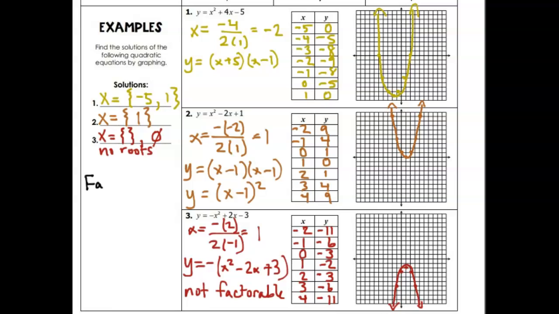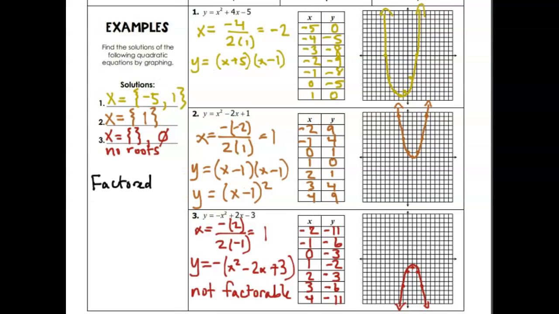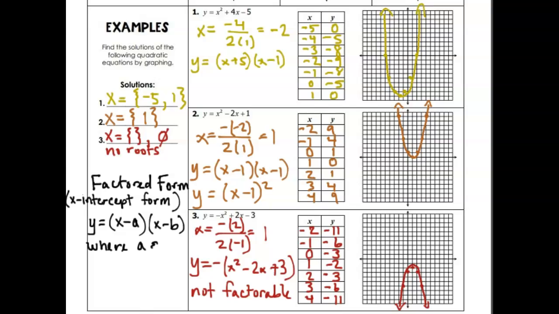So the factored form that we're seeing here, we'll see that the factored form, or sometimes we refer to it as the x-intercept form, is really this: x minus a times x minus b, where a and b are the roots. Or if you think of it this way, (a, 0) and (b, 0) are the x-intercepts.